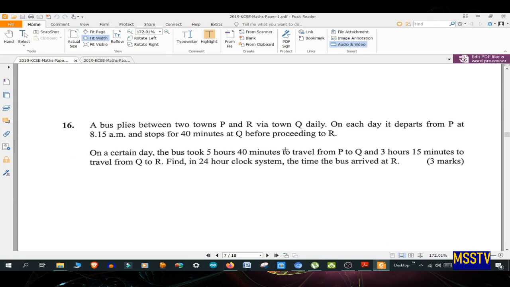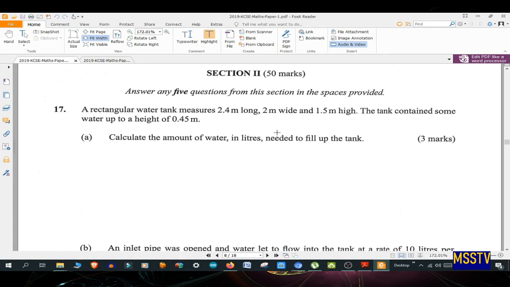So remember, I'm not tackling the questions, I'm just showing you what the KCSE 2019 paper 1 entailed. And section 2 is a section where you're supposed to select 5 questions. So like you can see, the first question is a question on volume. The inlet pipe was opened at 10 liters per minute and all that. So it's combined with the rate of work and mixtures.